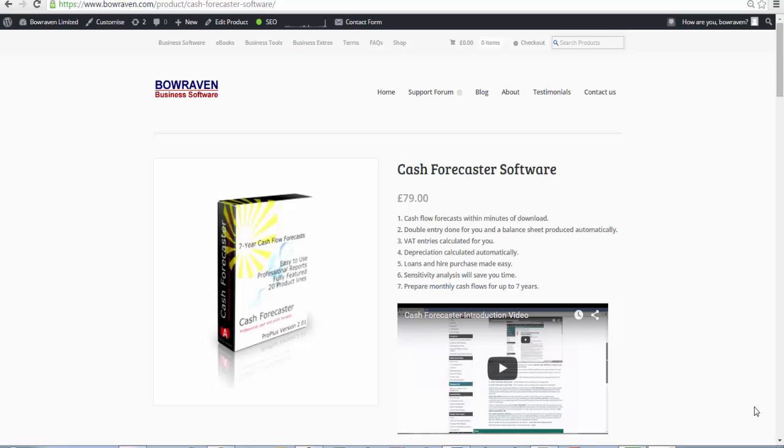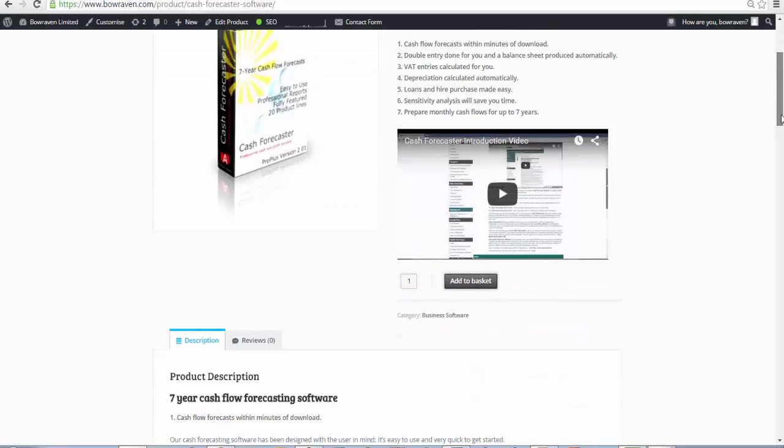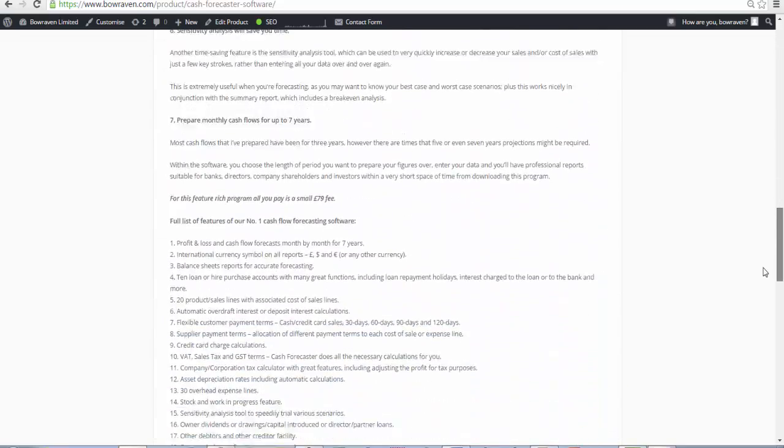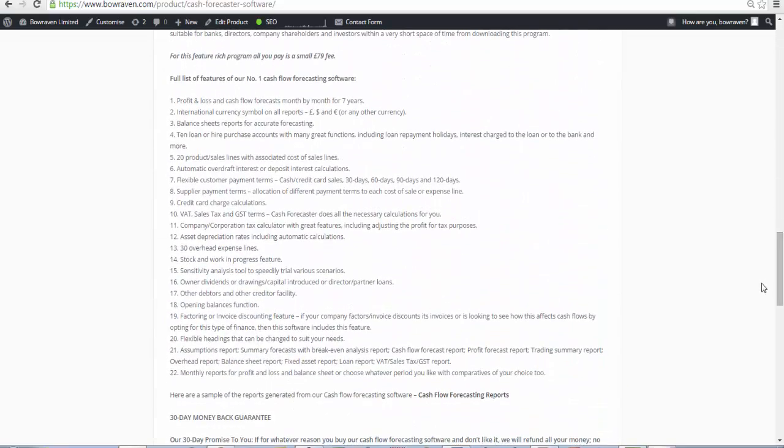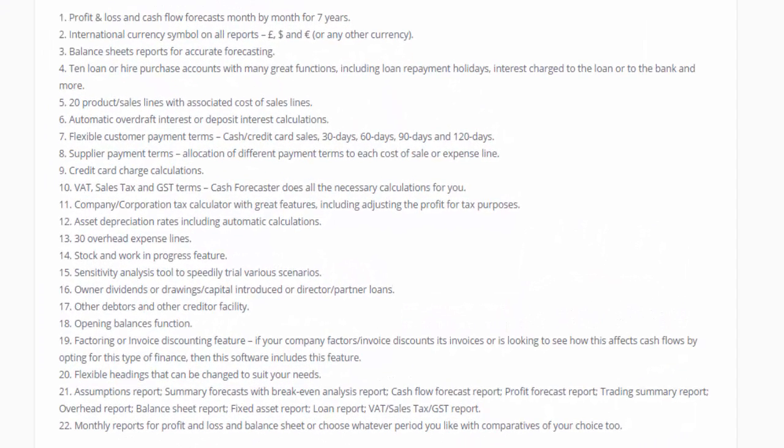The previous video goes through the main 7 benefits that you get when you download this product, but in this one I'm going to go into a bit more detail of the features that you receive when using it. So here we have 22 key benefits or features within the software.